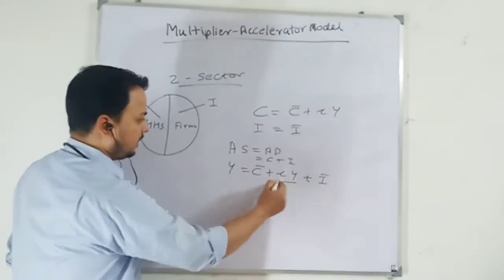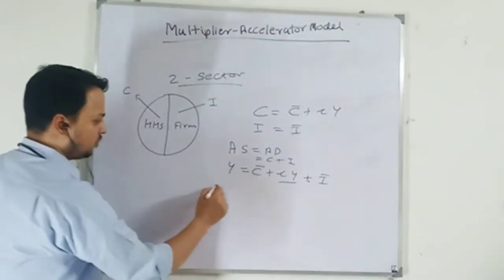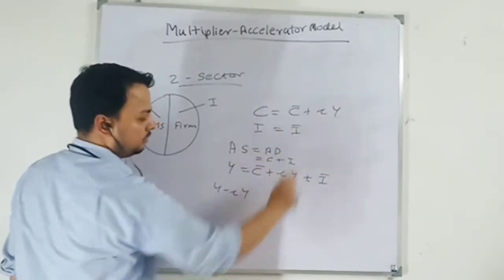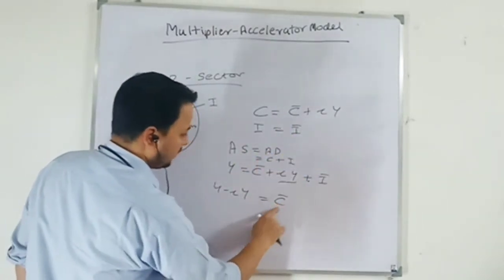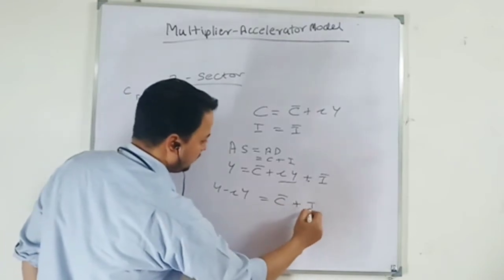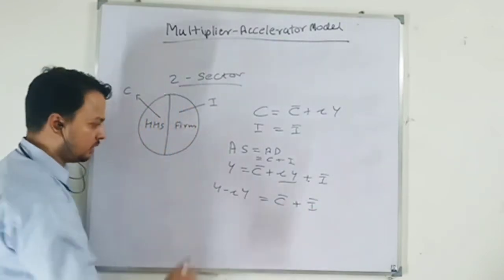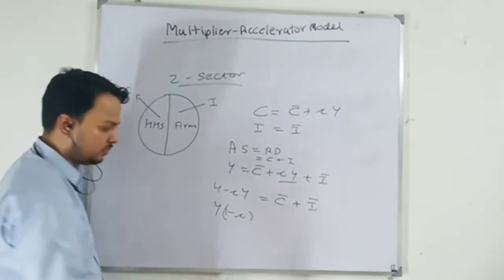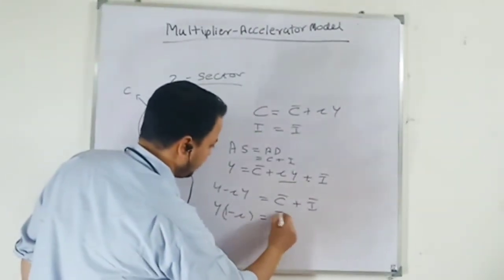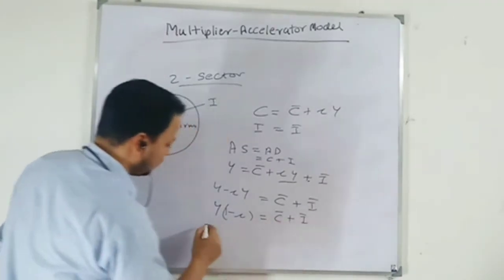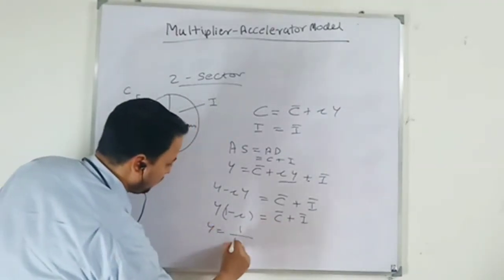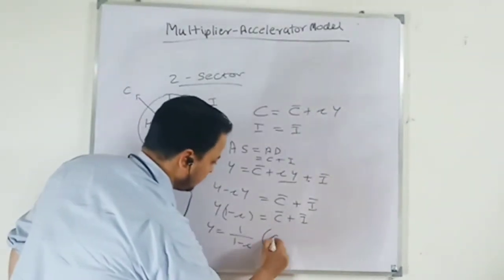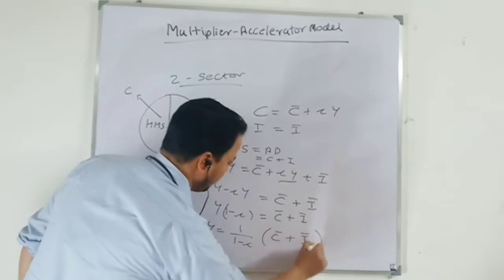Take this term to that side. So it will be y minus small c y, where small c is your MPC, equal to C bar, autonomous consumption, independent of income, plus this autonomous investment. So 1 minus c will be common, equal to C bar plus I bar. So I can write this as y equal to 1 over 1 minus small c, this is your multiplier, times C bar plus I bar.